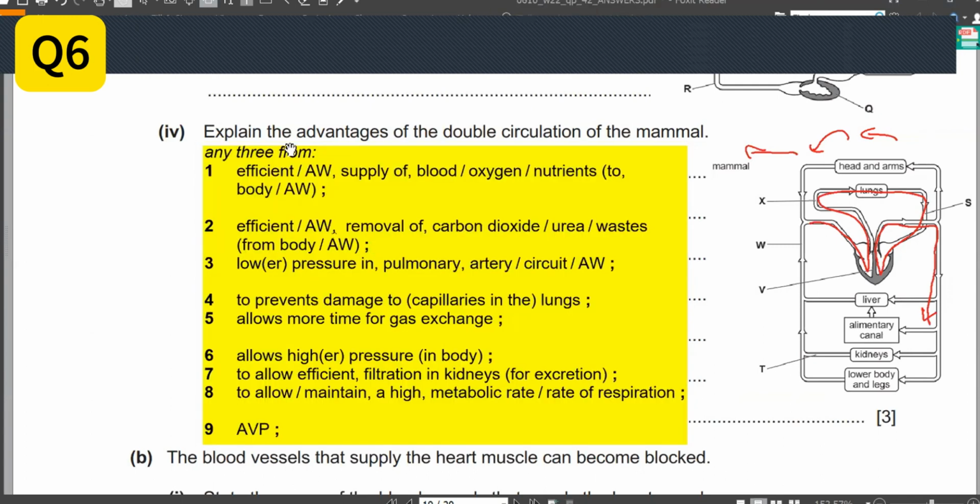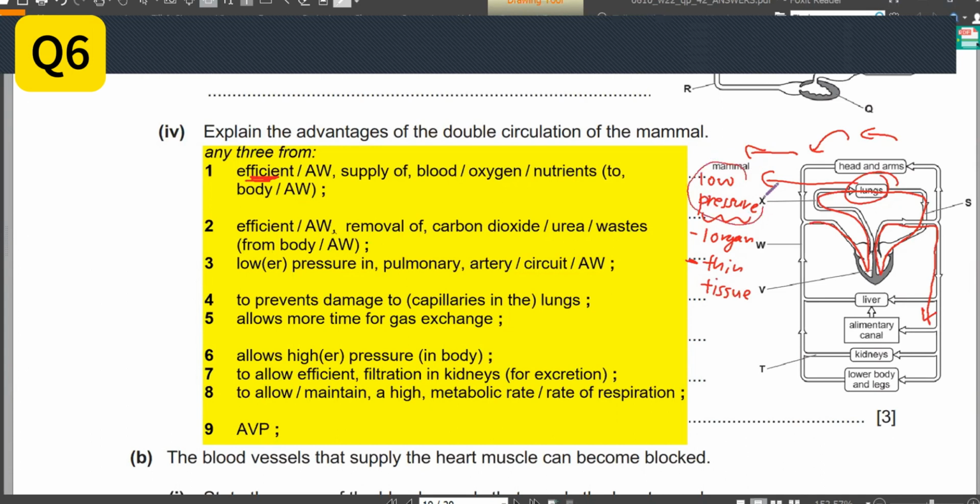All of the acceptable answers: basically, this will be more efficient. Why? Because we have different parts of the heart, the blood goes through twice. When we pump to the lungs, we can use low pressure because the lung is like one organ only. So we don't need the high pressure, and we can save energy. The lung tissue is very thin, so we don't want high pressure to damage the lung tissue.